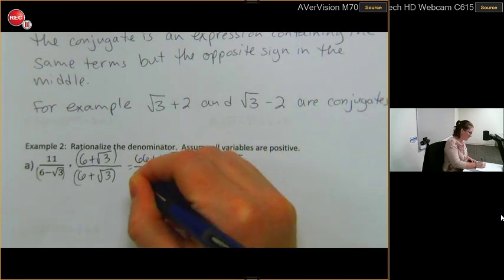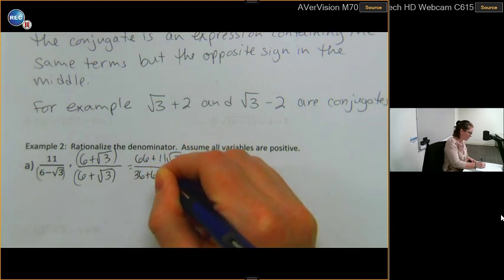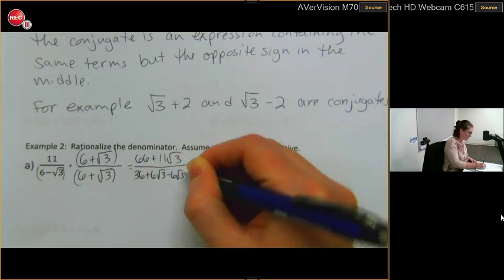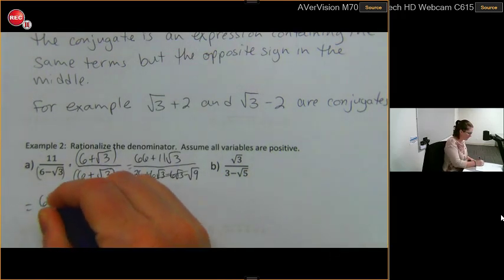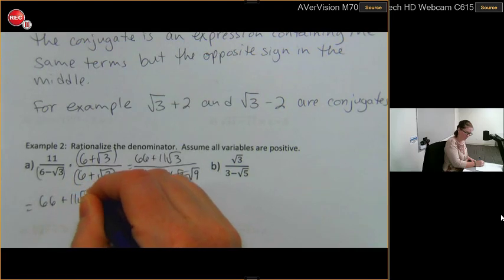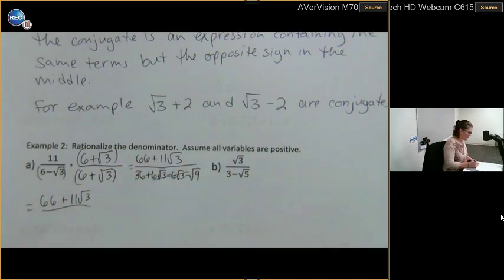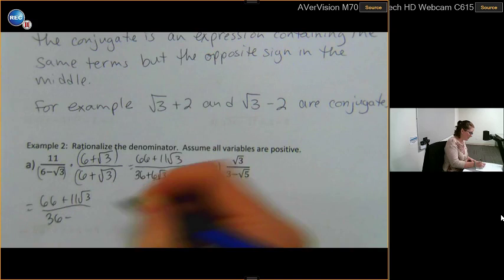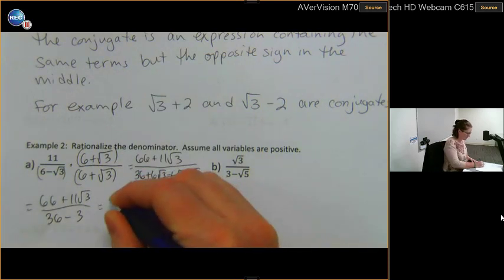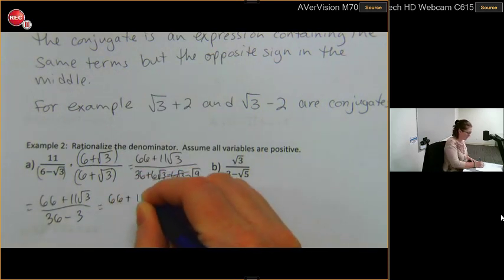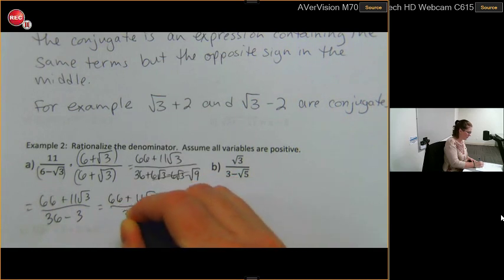The denominator is FOIL. And what's going to happen every time when you use a conjugate is your outside and inside terms are going to cancel. And then I'm going to have 36 minus 3, because the square root of 9 is 3. 66 plus 11 square root of 3 over 33.